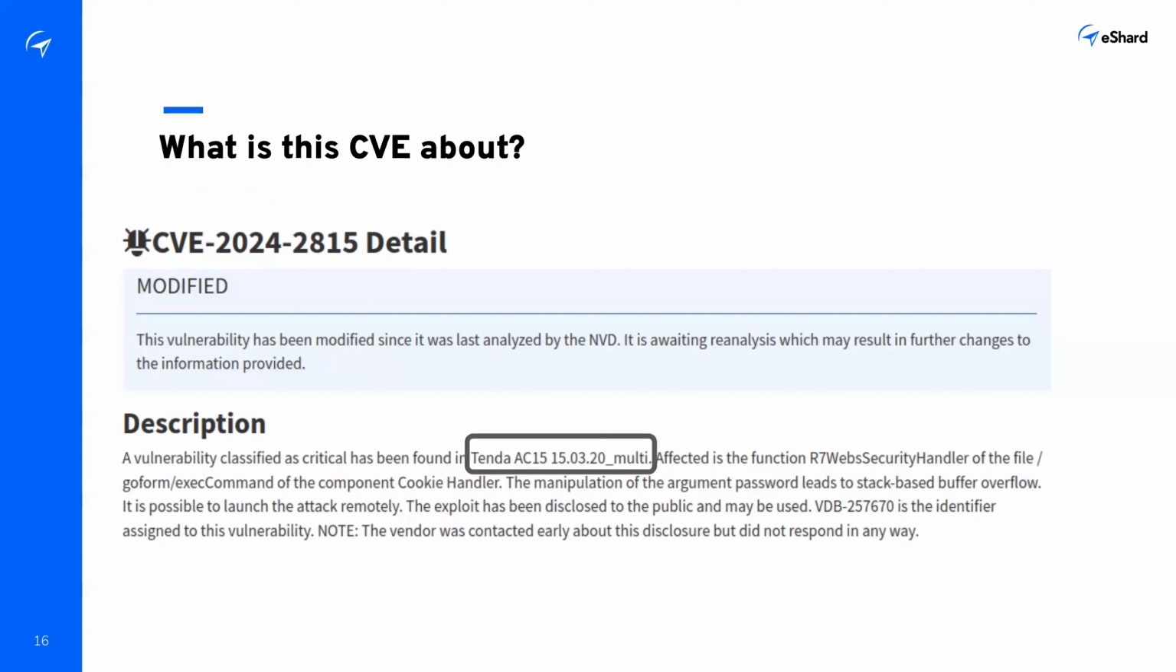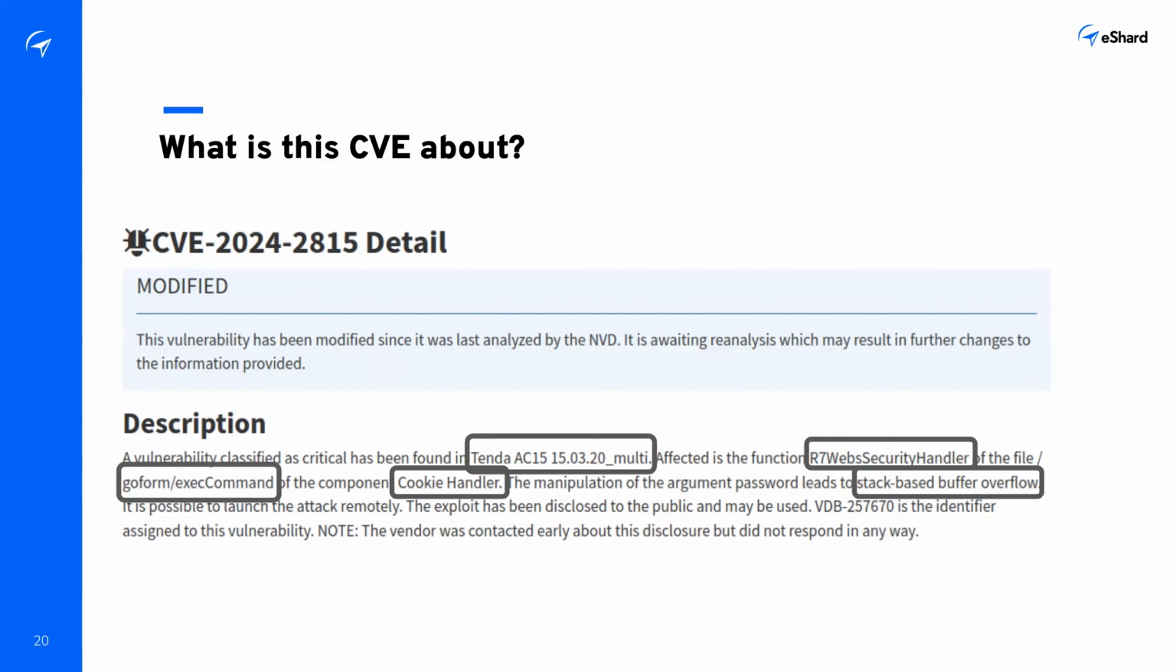It is reportedly affecting a Tenda AC15 on the firmware 15.03.20-multi. It is a vulnerability in the cookie handler of the web interface, and it's supposedly in /goform/execCommand. Note that there are two C's here, quite important for later. For now, we don't really care. It affects the function within this web interface, R7WebsSecurityHandler. It is a common vulnerability: a stack-based buffer overflow.